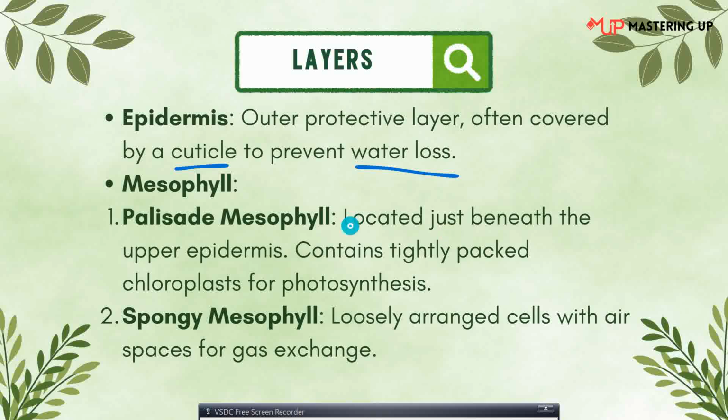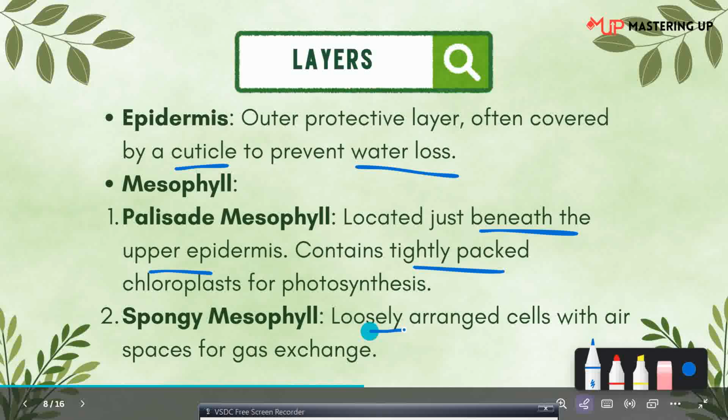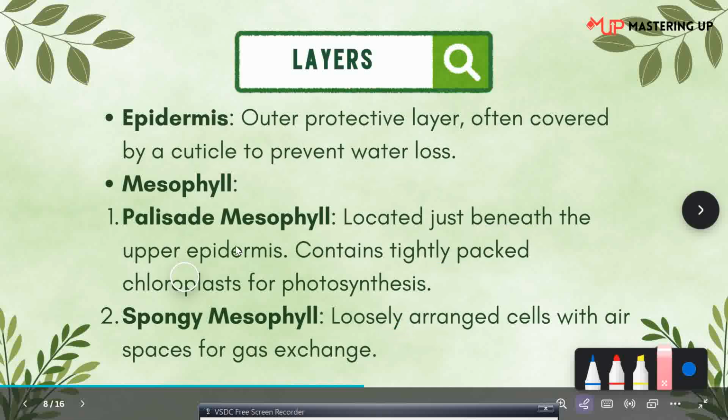This palisade mesophyll is present beneath the upper epidermis and contains tightly packed chloroplasts. And the spongy mesophyll is loosely arranged with air spaces for gaseous exchange. So that is the case of palisade and spongy mesophyll.